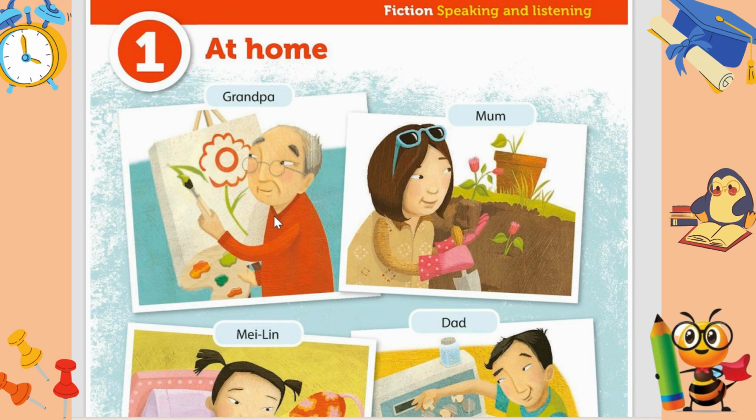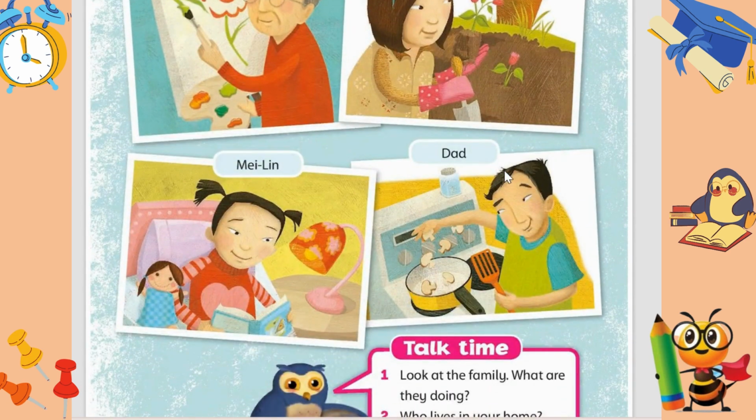So please remember the picture in your mind, because in this book we have the reading part as well, and side by side we are doing the exercise as well. So it is important to remember it. Otherwise you are not able to solve the exercise. So here you see there is a grandpa, and grandpa has a paintbrush. Here is a mom, and mom has a plant. There is a Mylene that has a book, and there is a dad that has a pan, a hot pan.